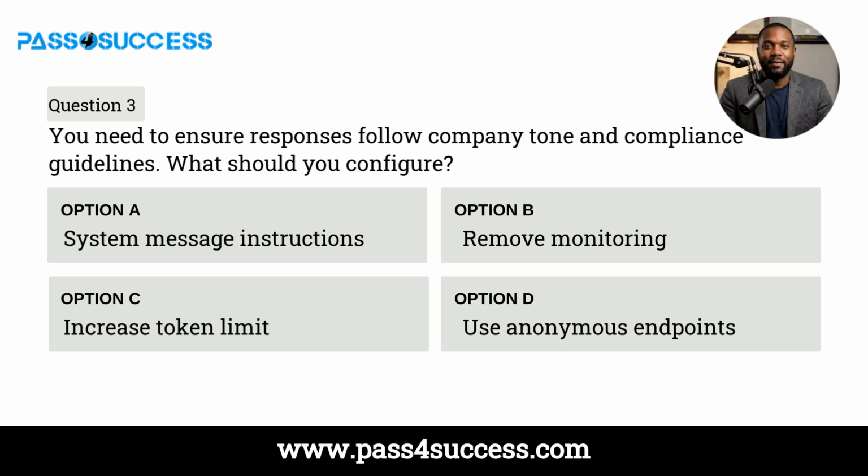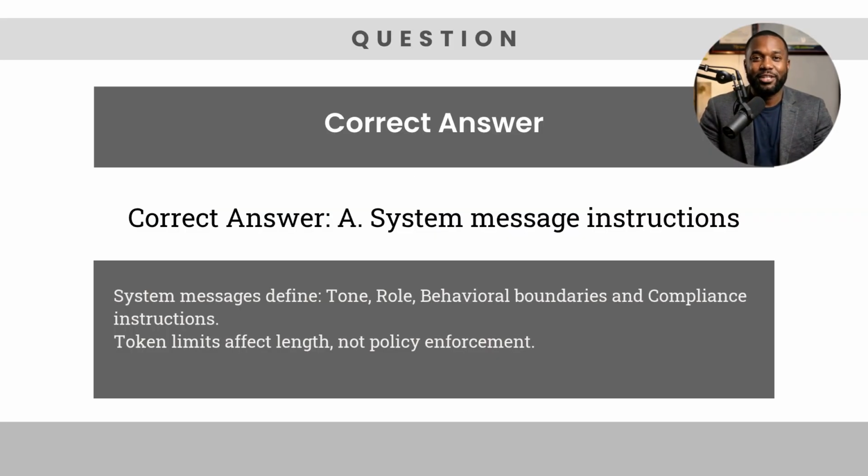Question 3. You need to ensure responses follow company tone and compliance guidelines. What should you configure? A. System message instructions. B. Remove monitoring. C. Increase token limit. D. Use anonymous endpoints. Correct answer: A. System message instructions. System messages define tone, role, behavioral boundaries, and compliance instructions. Token limits affect length, not policy enforcement.